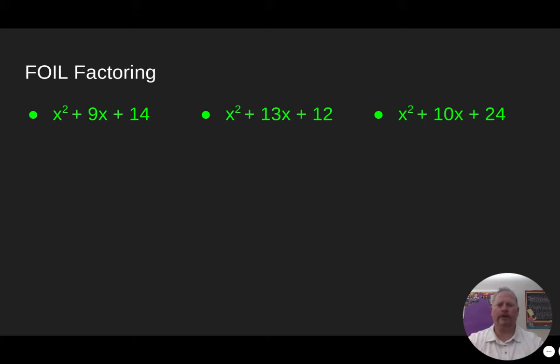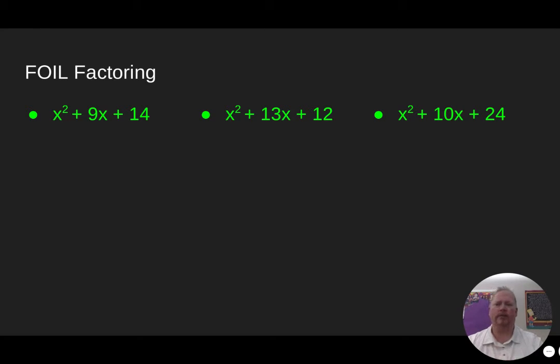So check out these three examples. All of them are in the correct format. There's three terms. The first term is x squared. The second term is a number with an x, which doesn't have to be a number. It could be a 1 there. But then the last term does not have an x. So all three of these problems fit the right format.